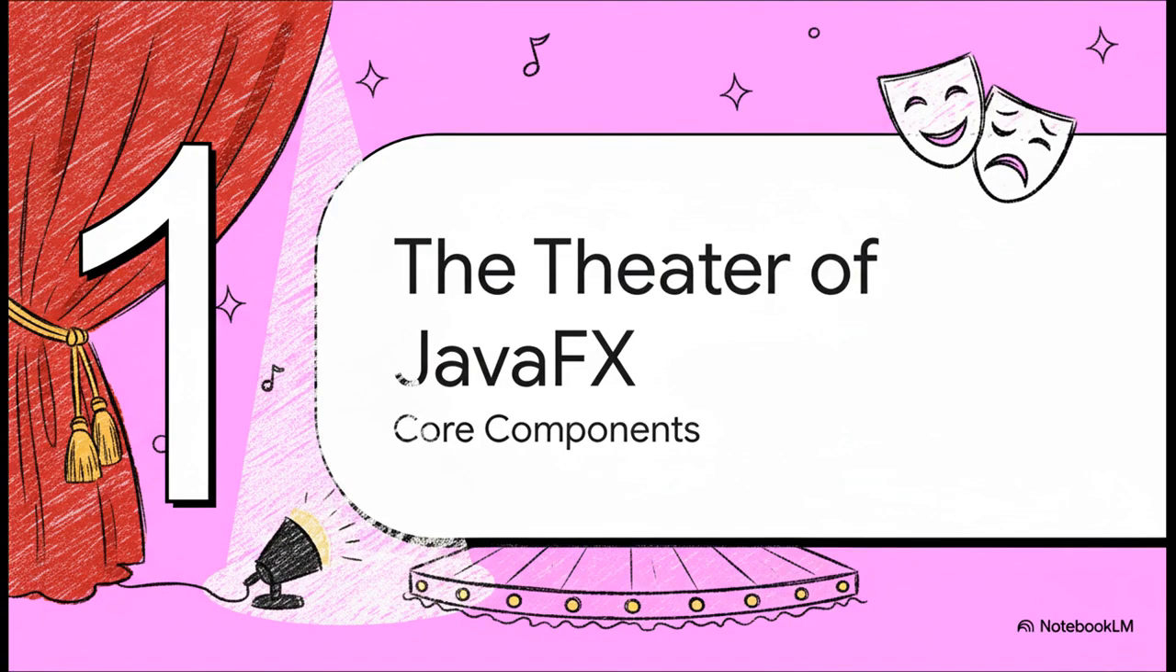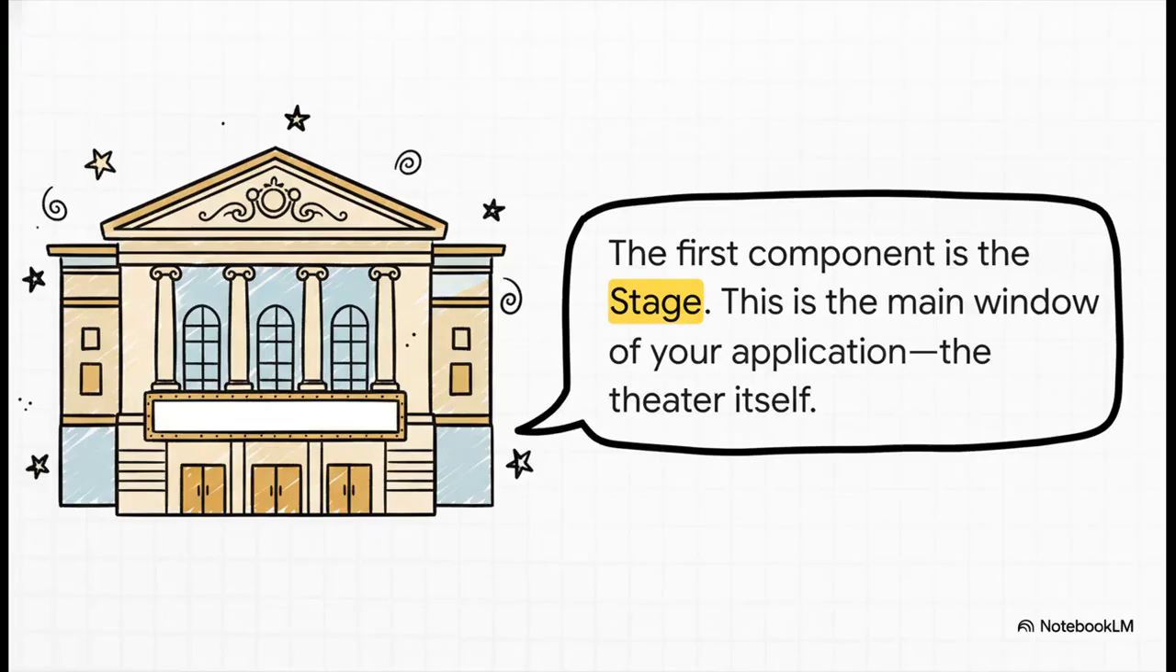Okay, so to really get a handle on how JavaFX is put together, we're going to use a little analogy that makes it all make sense. I want you to think of every application you build as a theater production. Right, so first things first, every show needs a building, a physical theater, right? In JavaFX, that is your stage. It's the main window of your application, the container for absolutely everything else that's about to happen.